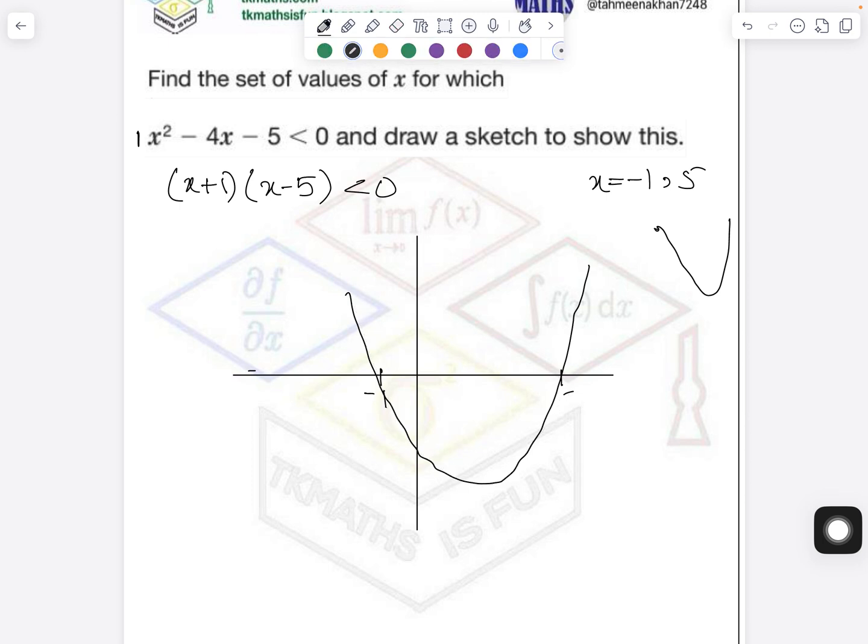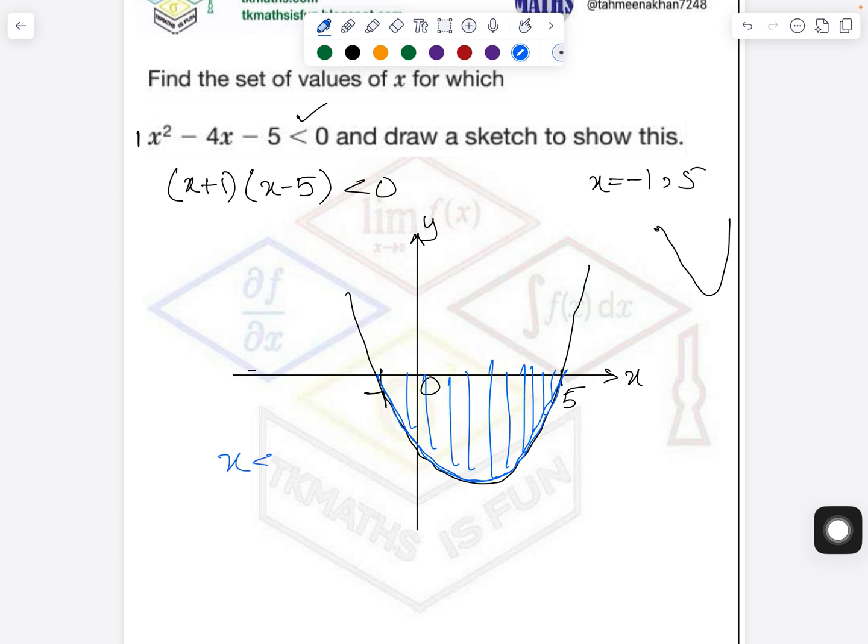Okay. Less than 0 means y values are negative, so it is below the x-axis. So the part of the curve is this one, on which you will check the values of x. So it is between -1 and 5.